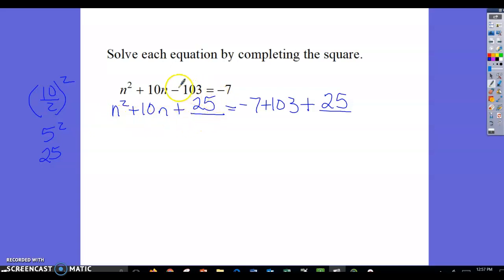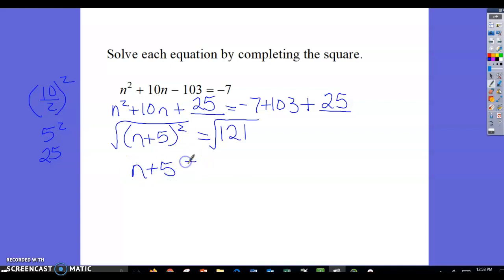Now that this is a perfect square trinomial, I can rewrite this as n plus 5 squared equals -7 plus 103 plus 25 gives me 121. All right, look at that, perfect square. Isn't that nice? All right, now we take the square root of both sides. So we've got n plus 5 equals, don't forget your plus or minus, and then the square root of 121 is 11. 11 squared is 121.